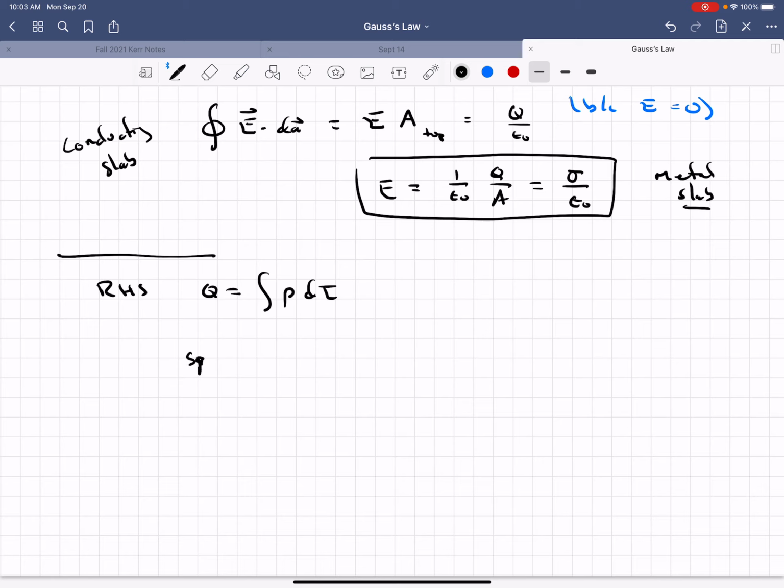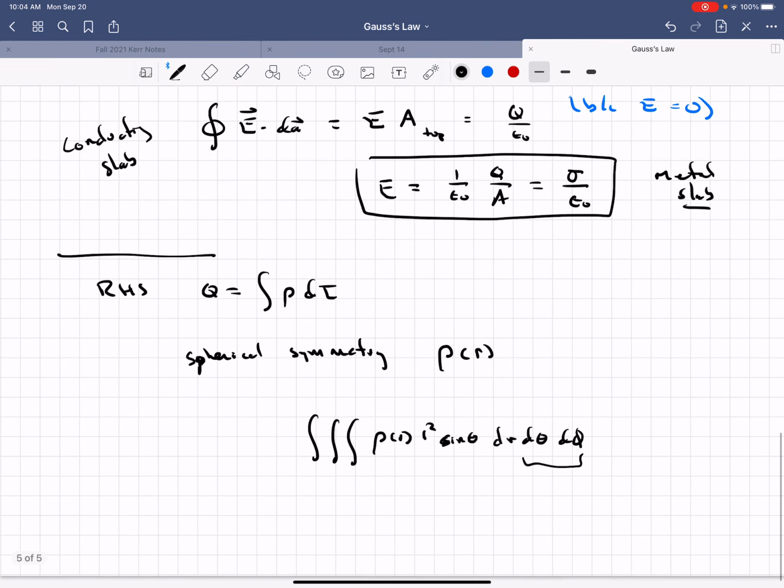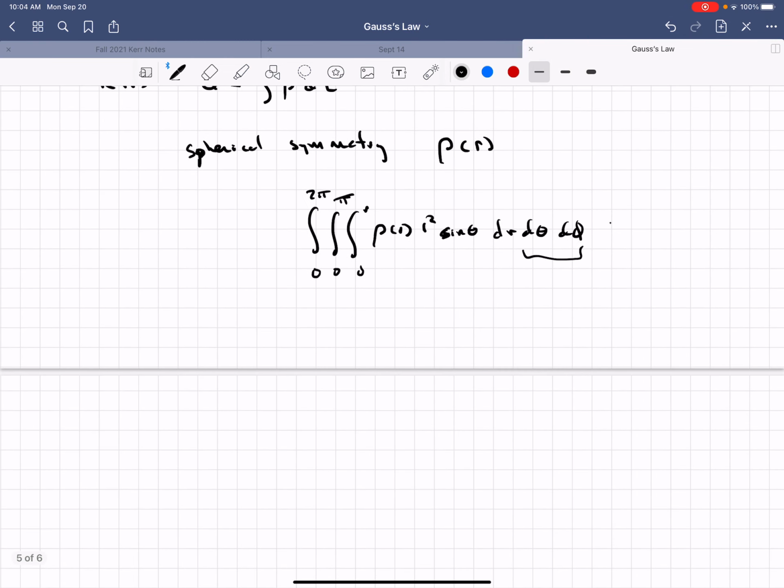So now if we have spherical symmetry, then rho can only depend on r. And so when we integrate rho of r squared sine theta dr d theta d phi, the theta and phi integrals are going to do their normal thing and just spit out a 4 pi, and what we're going to be left with is an integral of rho of r squared dr.